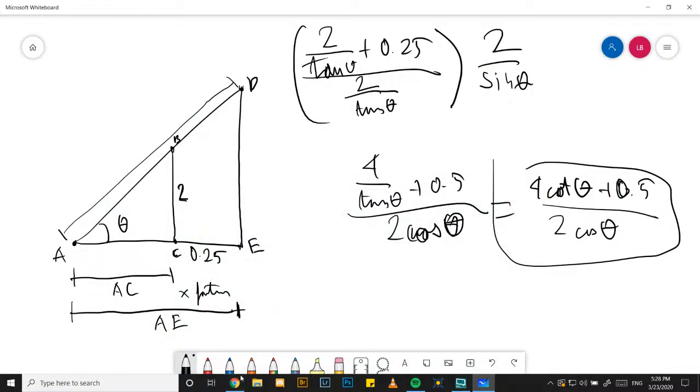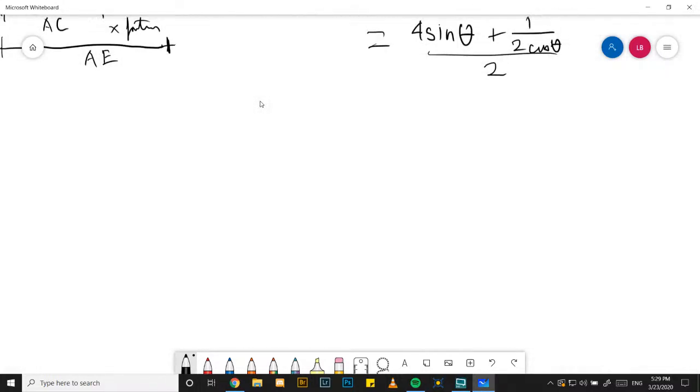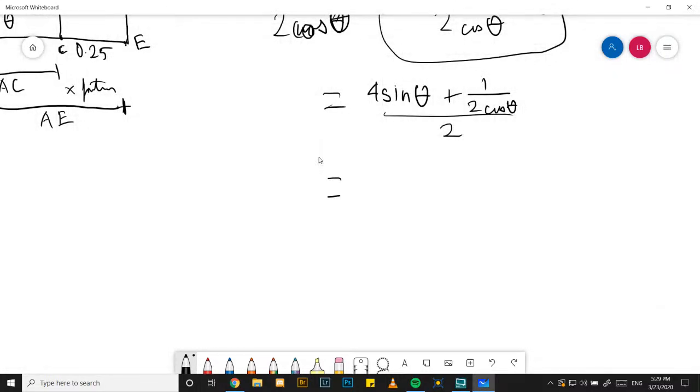Divide by cosine. Oh yeah, I can divide the top and the bottom by cosine. No, I can't, it doesn't work very well. Wait, can I do that? Divide by cosine. Yeah, I can divide the top and bottom by cosine. That's very smart. Thank God. 1 over 2 cosine theta over 2. Perfect. Thank you so much. Two sine theta plus 1 over 4 cosine theta.